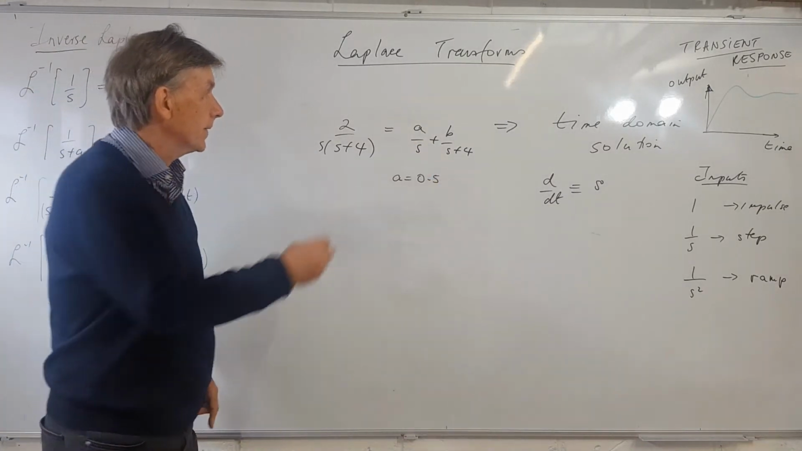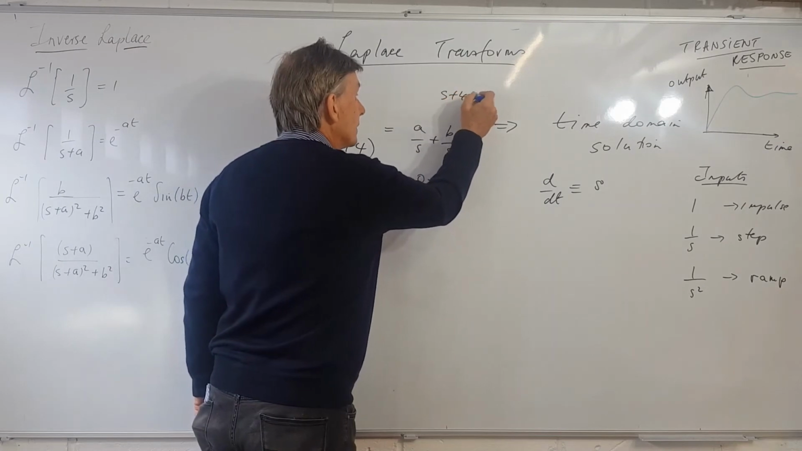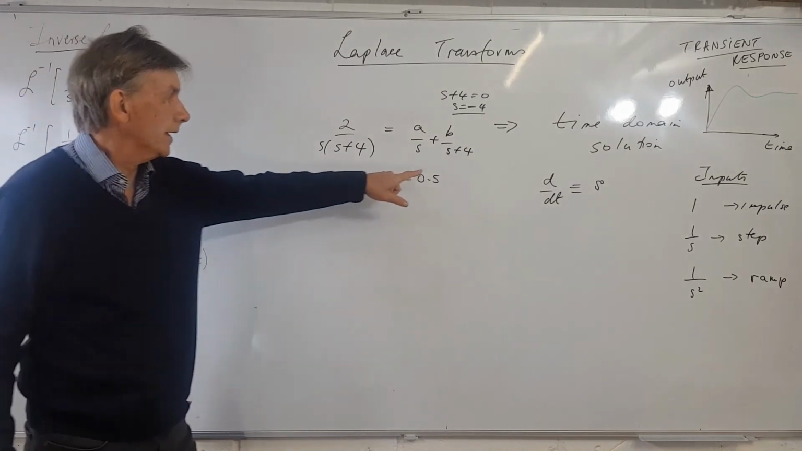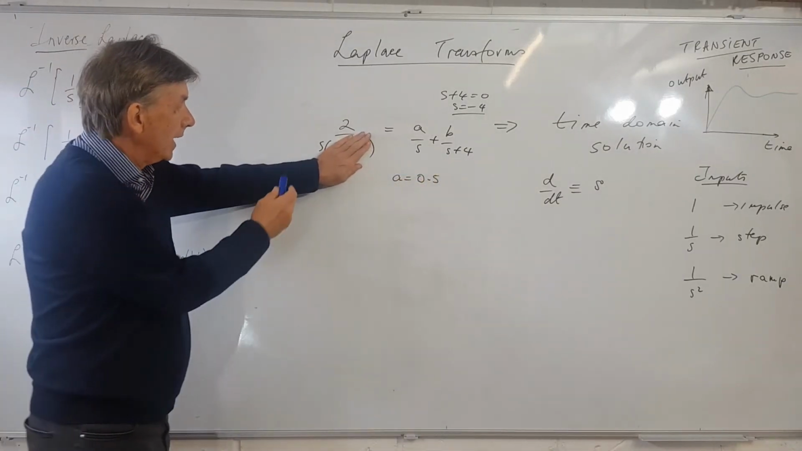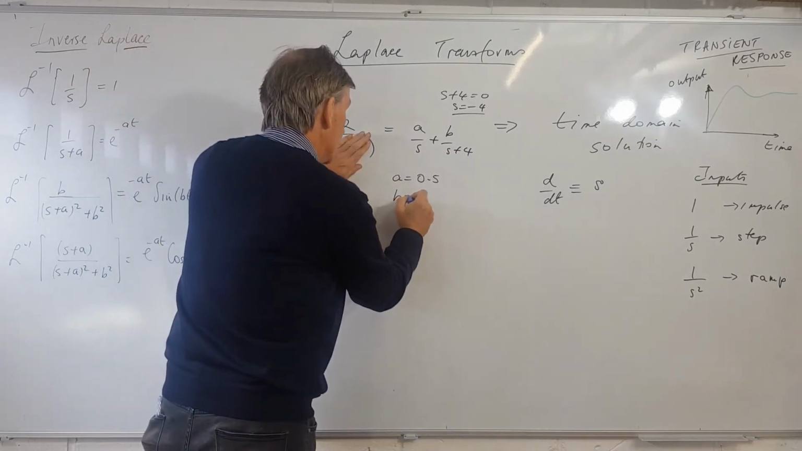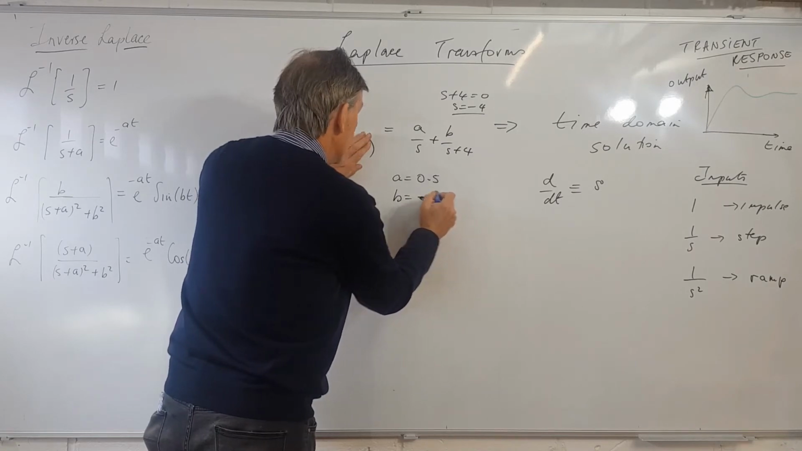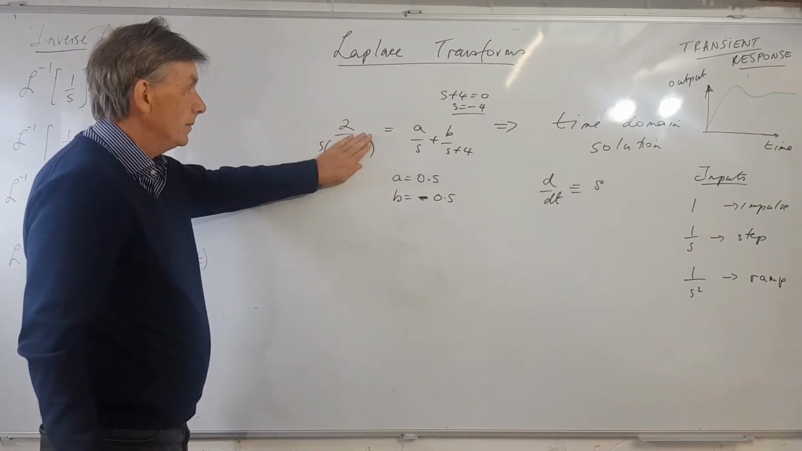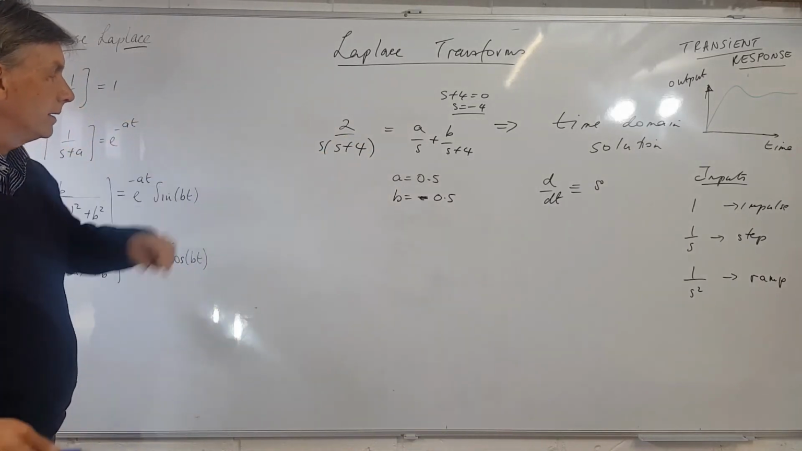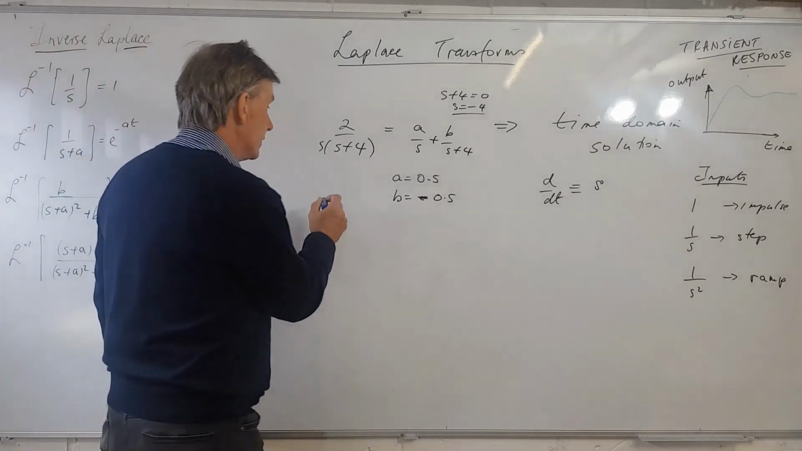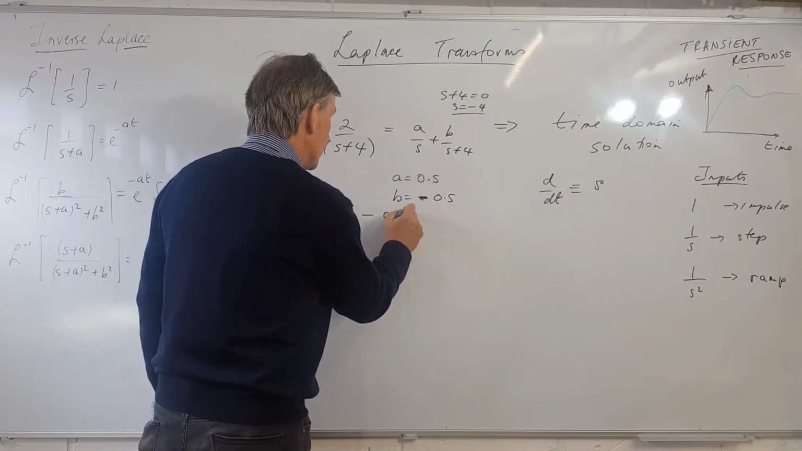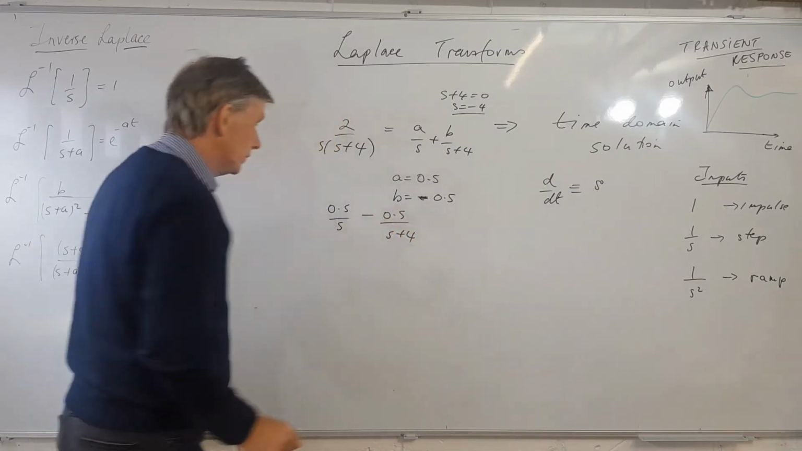To get b, b is associated with s plus 4. If I solve this, s plus 4 equals 0, I get s is minus 4. So what I do now is I cover up the s plus 4 here and put s as minus 4 in there. So it's 2 over minus 4. So b is minus 0.5. I've now got my solution. It's going to be 0.5 over s minus 0.5 over s plus 4.